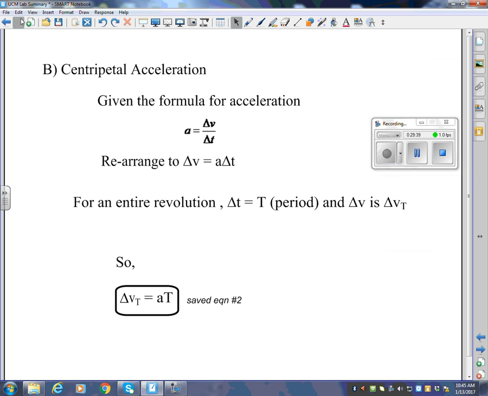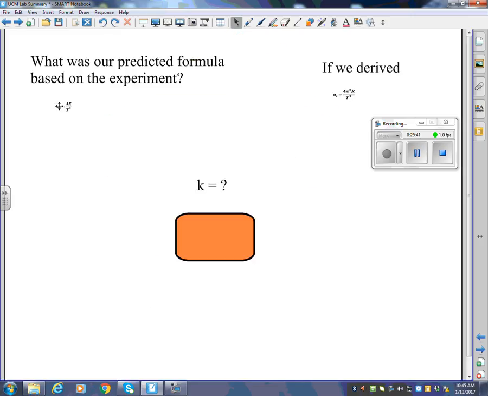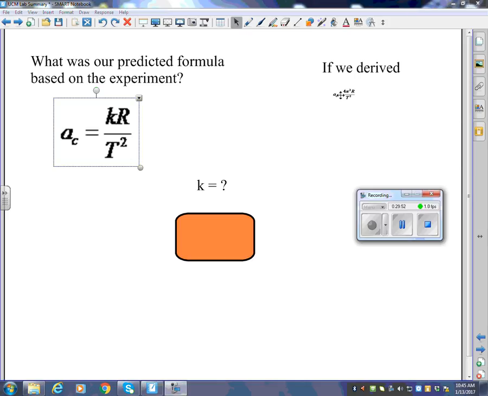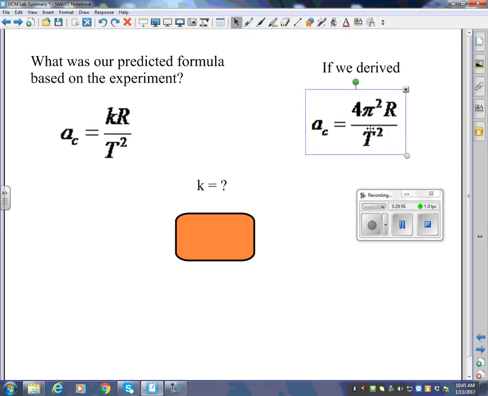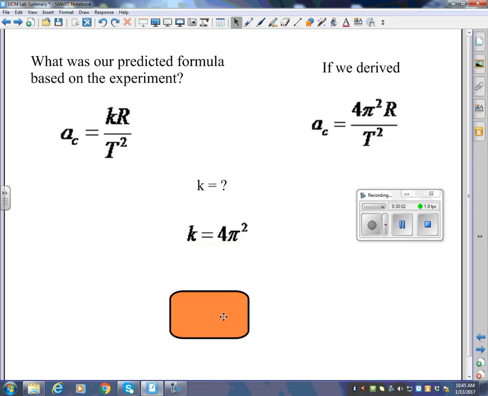Well, it was A equals KR over T squared. That was our predicted one based on our shapes of graphs. And we derived 4 pi squared R over T squared. So what's K? Well, like predicted, pi was involved, 4 pi squared.